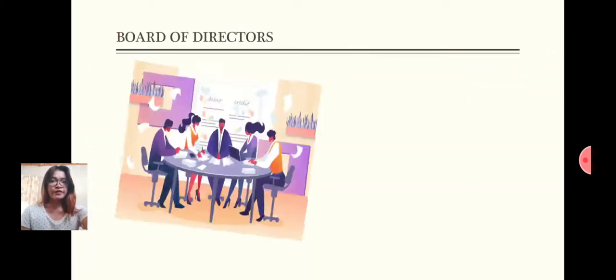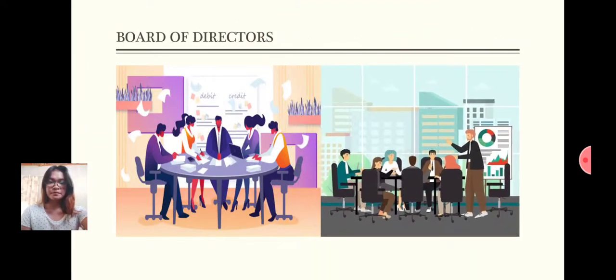Next is Board of Directors. Board of Directors are often appointed or elected by the shareholders. These stakeholders are legally accountable for many actions of the corporation. The Board of Directors decides important issues and develops the long-term strategies of a corporation.